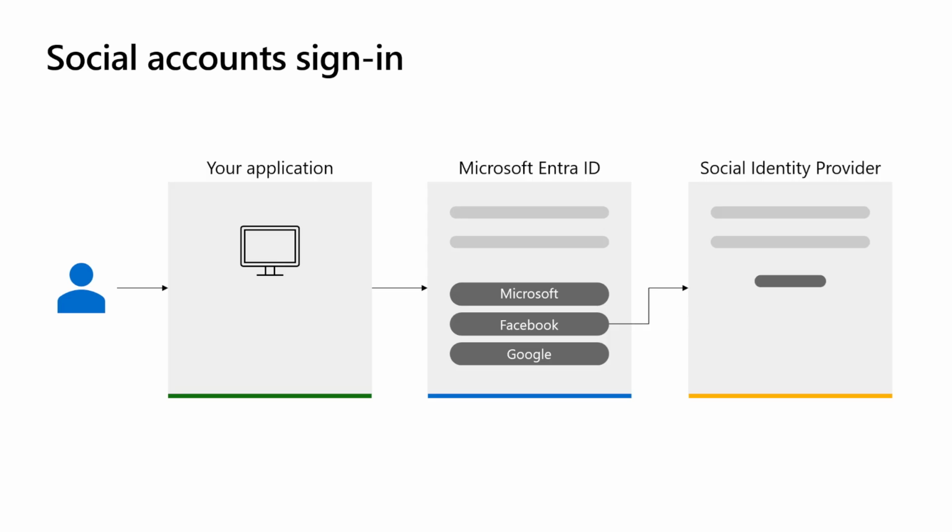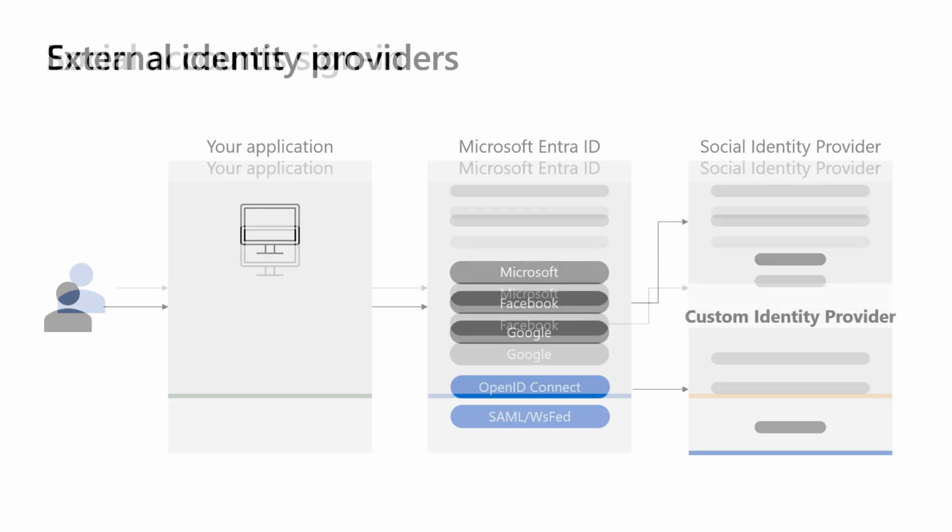Microsoft Entra External ID lets users access your applications using their social accounts from various predefined identity providers like Facebook, Google, and Apple ID. This allows users to conveniently use their existing accounts to sign in and eliminates the need for creating separate account credentials specifically for your applications.